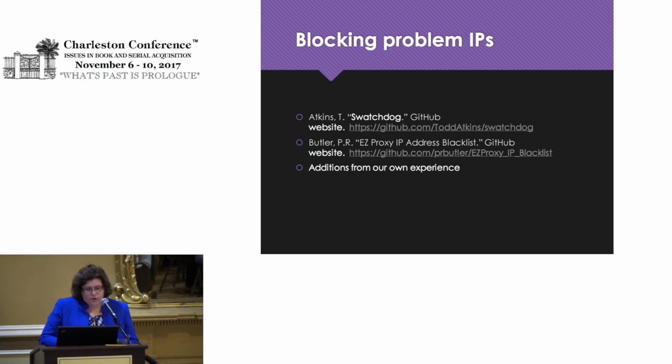Okay, here are two websites for you to become very familiar with. Beginning in 2016, our proxy server administrator began to update a weekly blacklist file in EZProxy to block problem IP addresses. GitHub has this on their website. The IP address blacklist maintained by Ball State's librarian PR Butler is regularly updated and found to be very reliable, although we occasionally add other problem IPs in a text file on our end. Swatchdog is an open source project monitoring log patterns for unusual activity, alerting system administrators to block IPs.